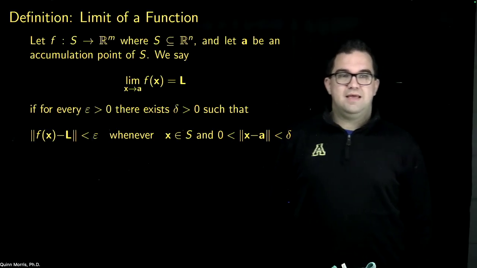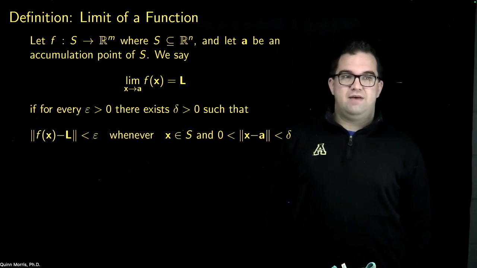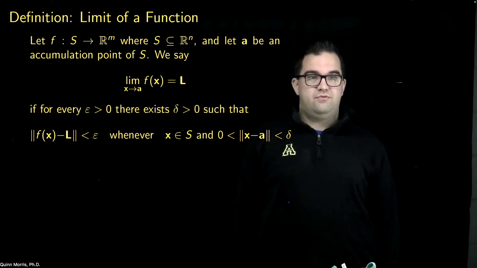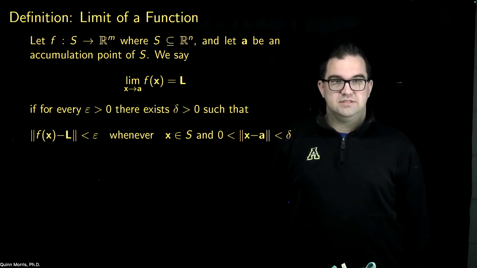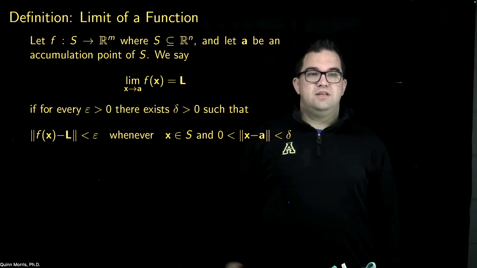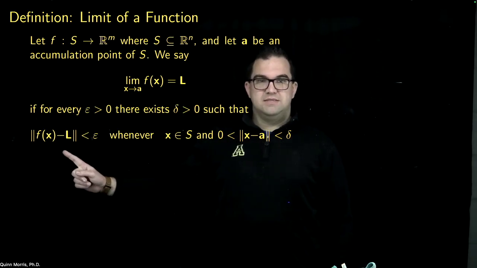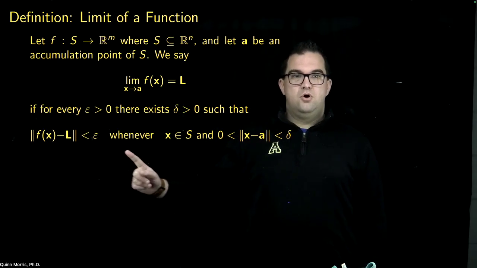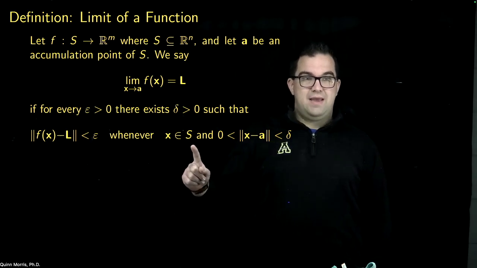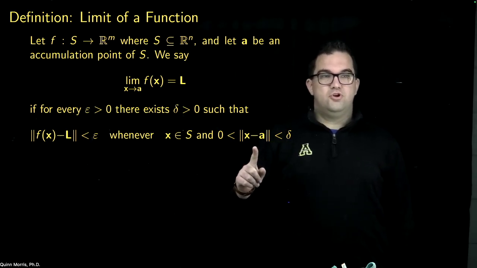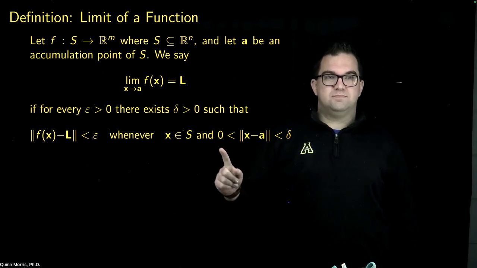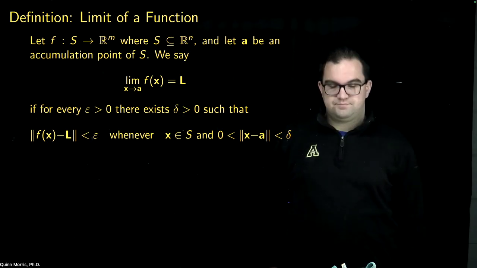Then we will say that the limit as x approaches A of f of x is equal to L if, for every epsilon greater than 0, there exists a delta greater than 0, such that the norm of f of x minus L is less than epsilon whenever x is in the domain of f, and the norm of x minus a is between 0 and delta.